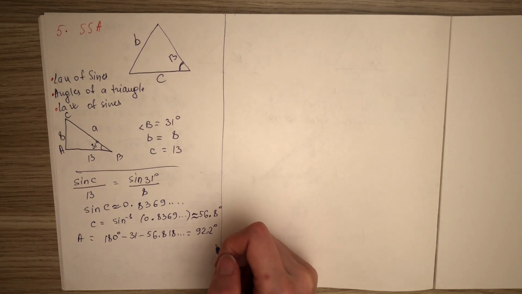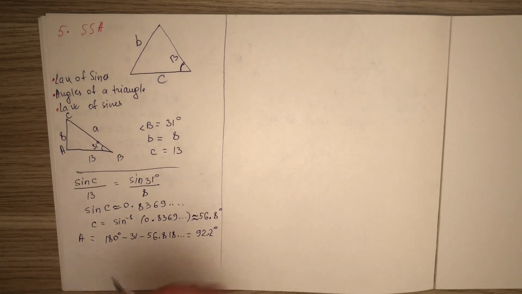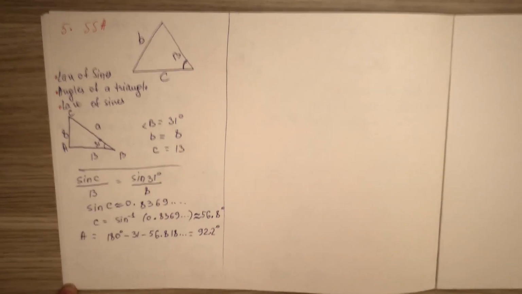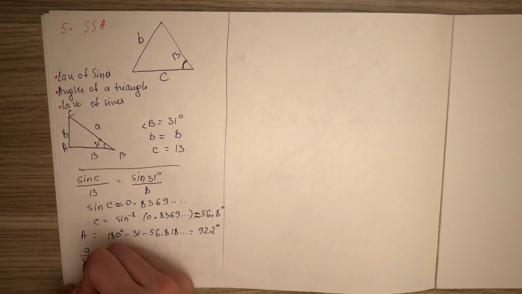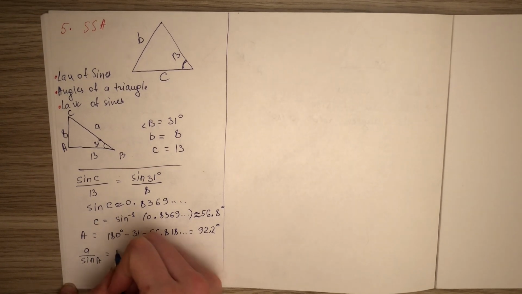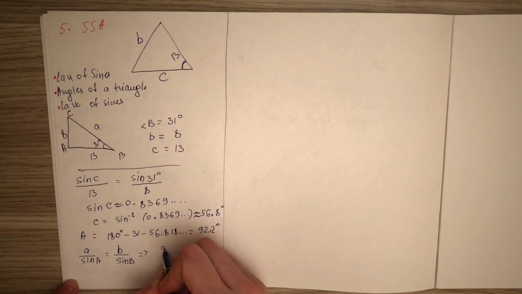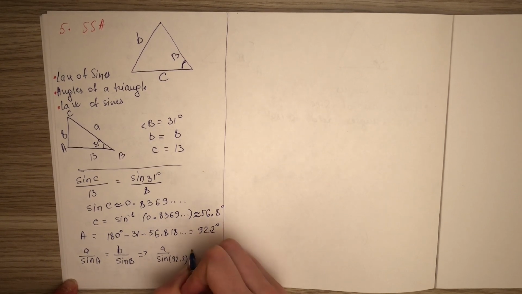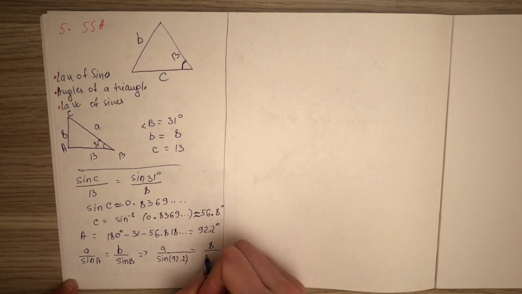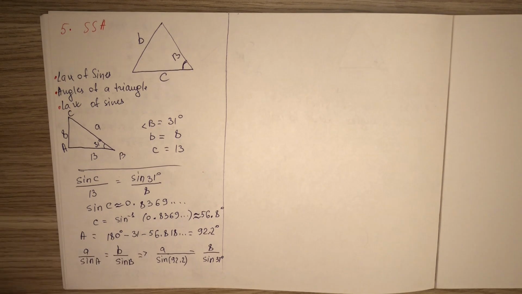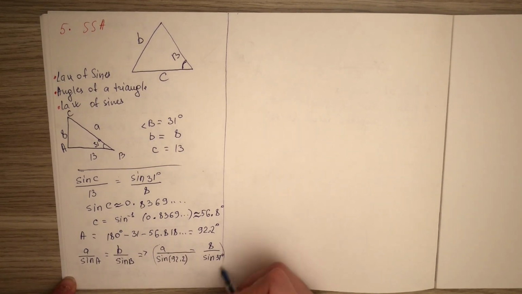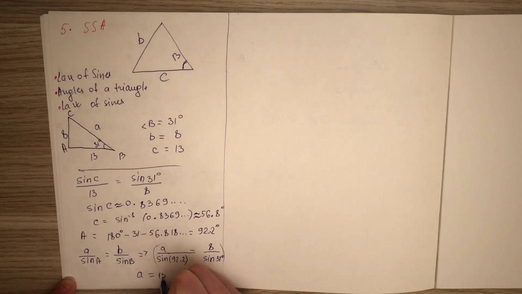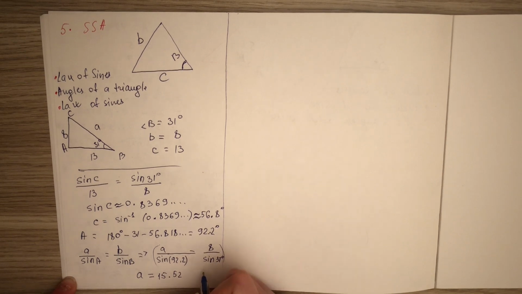Now we can use the law of sines again to find a. a divided by sine A is equal to b divided by sine B. We get a divided by sine 92.2 is equal to 8 divided by sine 31 degrees. So from here, we get a is equal to 15.52 to two decimal places. So we have completely solved the triangle.